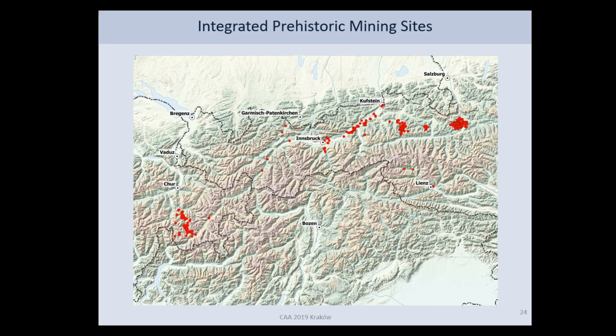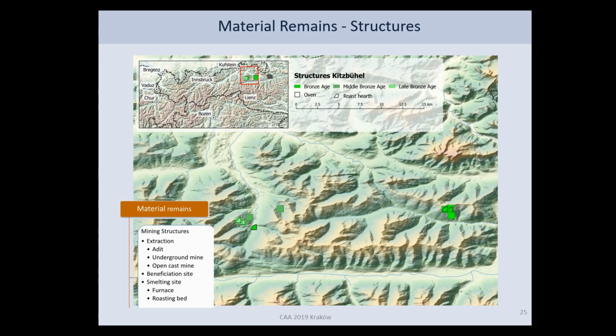But of course, there are different ways to access this knowledge graph and to make use of that. Here, for example, we integrated the sites of all three institutions that were related to the project. This is an overview of the sites. Then the next thing are the material remains, and in this case, we have the structures.